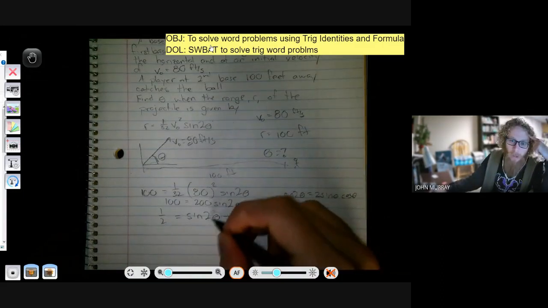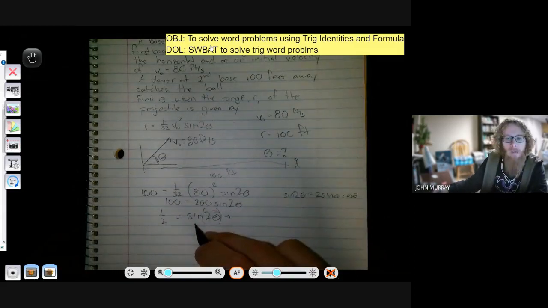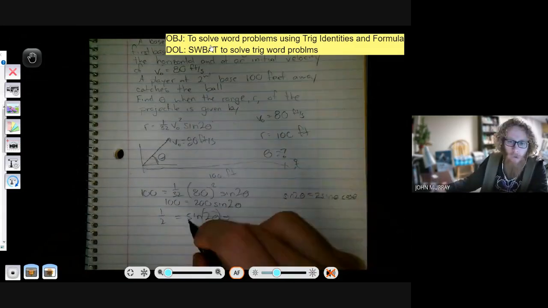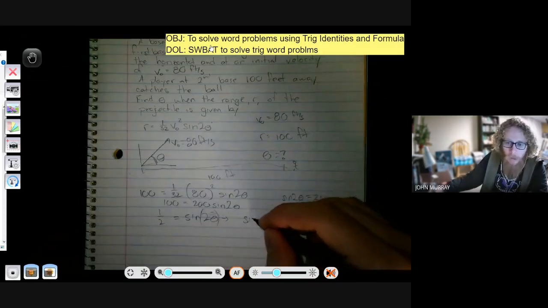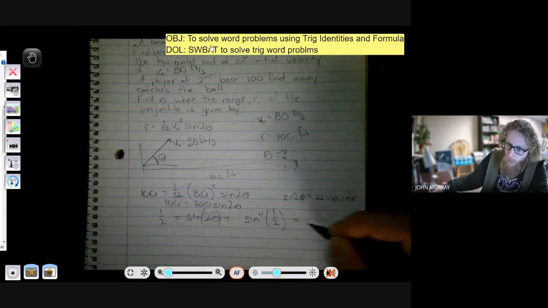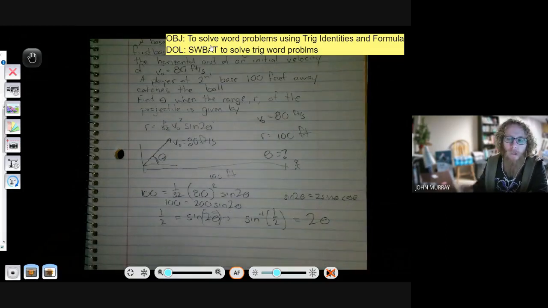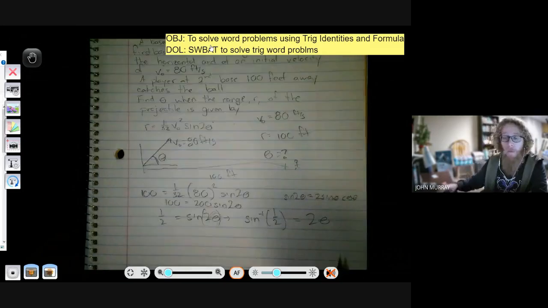So again, I'm trying to isolate this theta. So I have to get rid of the sine. So I'm going to write it like this. To get rid of the sine, we have to take the inverse sine. So if I take the inverse sine of both sides, I end up with sine^-1 of 1/2 equals 2 theta.